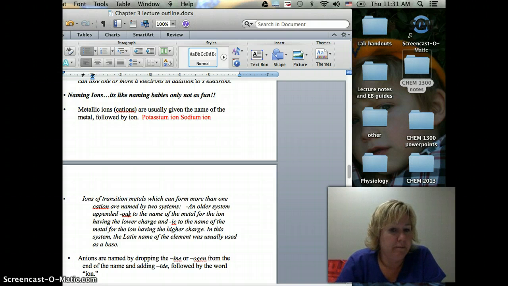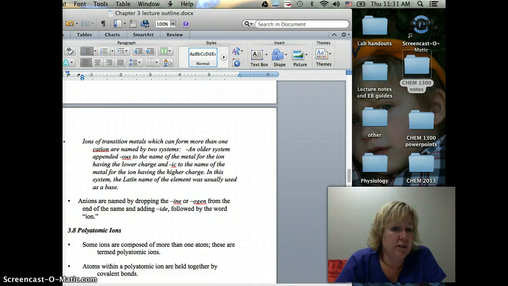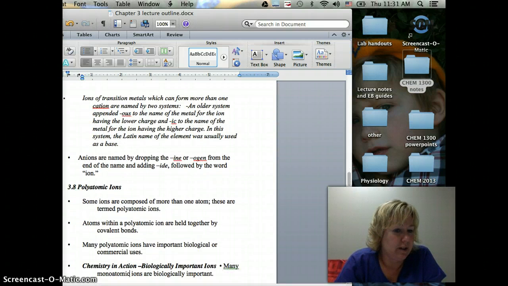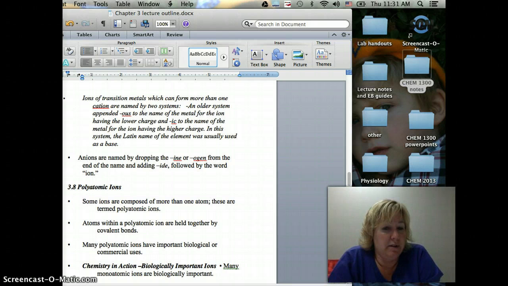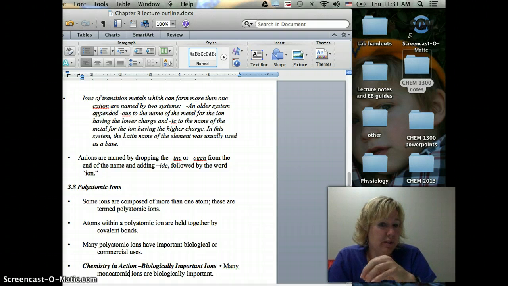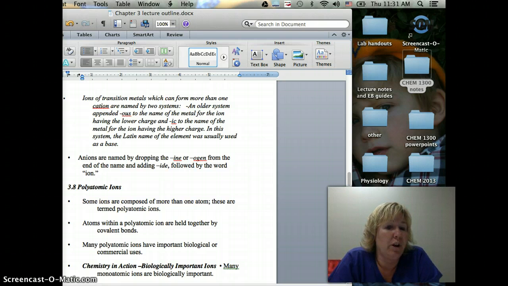Potassium, you use the word ion. Ions of transition metals. Again, the transition metals, they're like the problem children. Ions of transition metals, which can form more than one cation, are named by 2 systems. An older system, which uses -ous at the end of the metal, or a newer system with a Latin name.